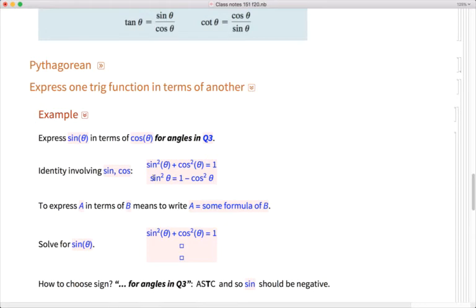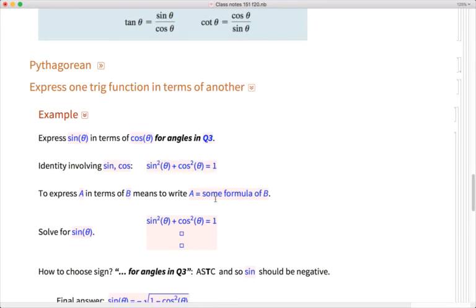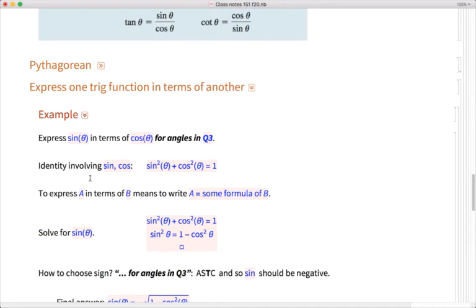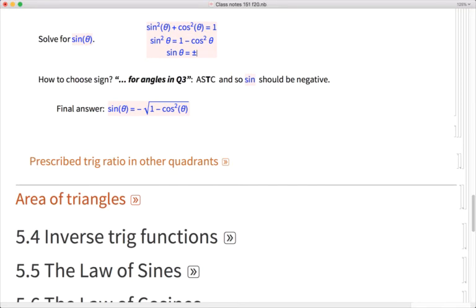cosine squared theta. We want an identity involving sine and cosine. And just to be clear, when we say express A in terms of B, it means we want to write A equals some formula with B's in it. So to express sine in terms of cosine means we want to solve this equation for sine. So first step, what I just did, and then second step, take the square roots.